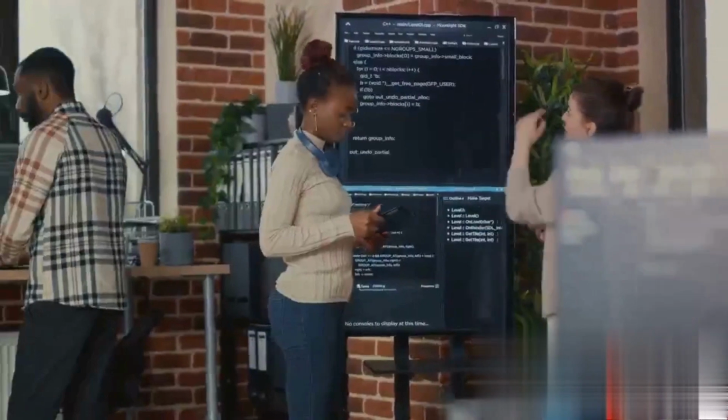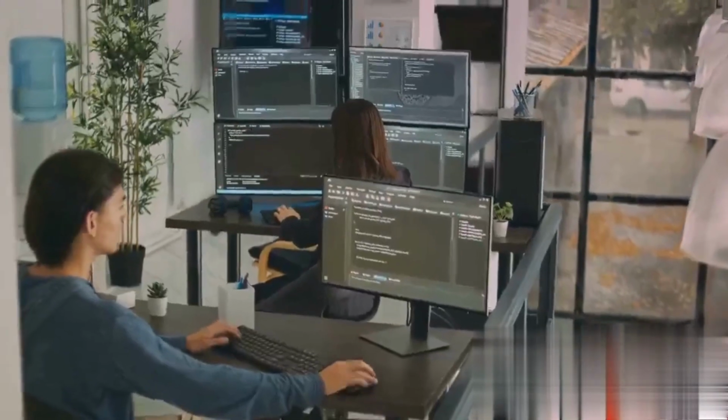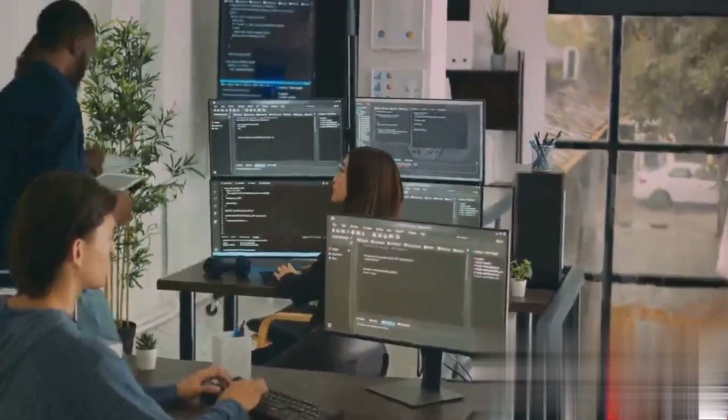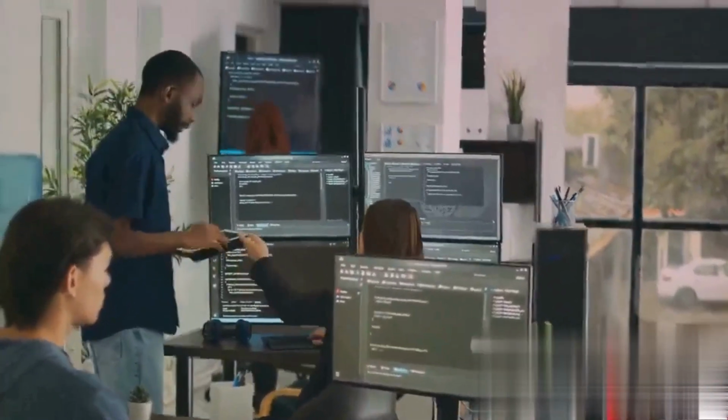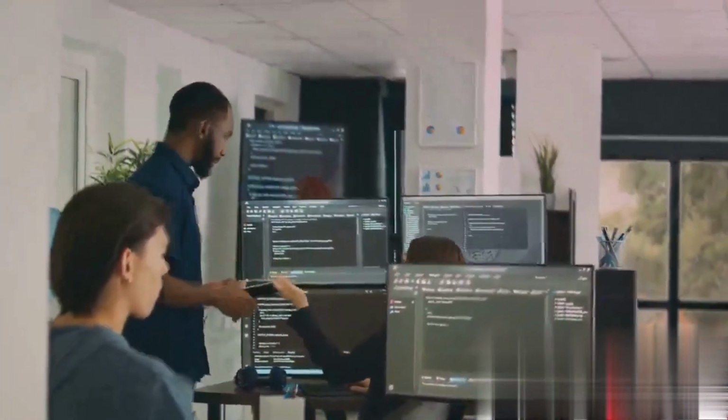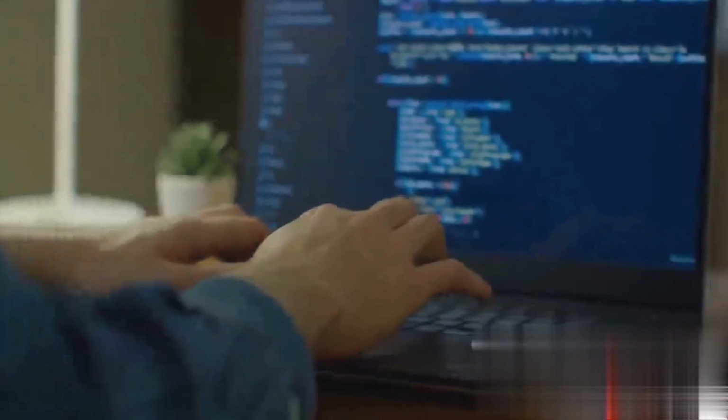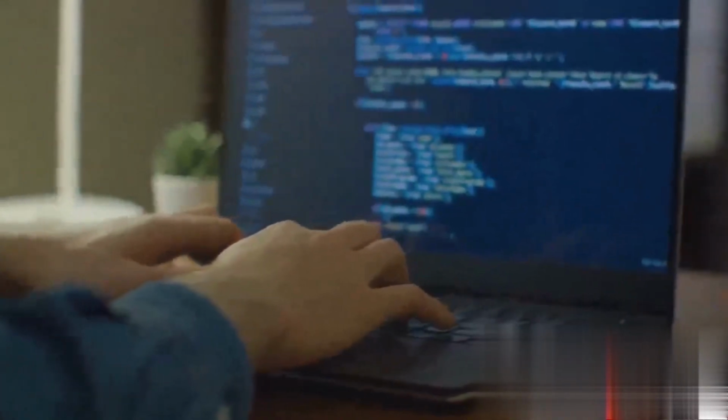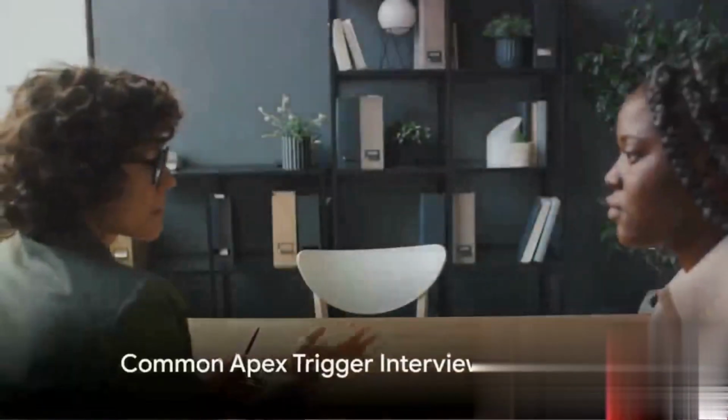In conclusion, writing a good Apex trigger involves more than just getting the syntax right. It's about organizing your code effectively, testing thoroughly, and handling data efficiently. Following best practices can ensure your Apex triggers are efficient, maintainable, and robust. So keep these tips in mind as you continue your journey of mastering Apex triggers. Ready for that job interview now?